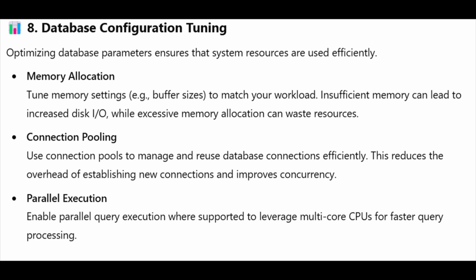Database configuration tuning. Optimizing database parameters ensures that system resources are used efficiently. Memory allocation. Tune memory settings, for example buffer sizes, to match your workload. Insufficient memory can lead to increased disk I/O, while excessive memory allocation can waste resources. Connection pooling. Use connection pools to manage and reuse database connections efficiently. This reduces the overhead of establishing new connections and improves concurrency. Parallel execution. Enable parallel query execution where supported to leverage multi-core CPUs for faster query processing.